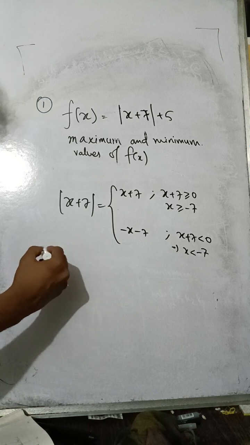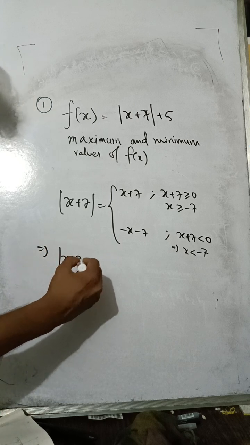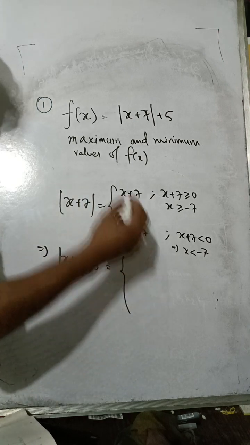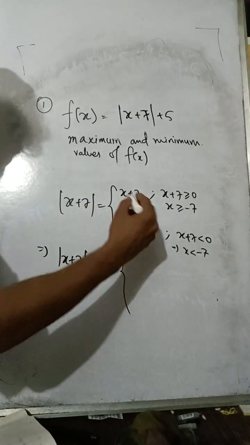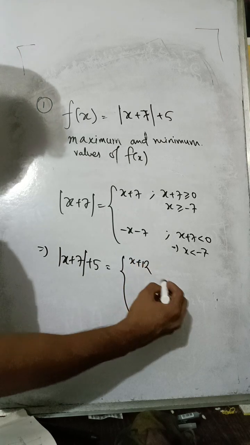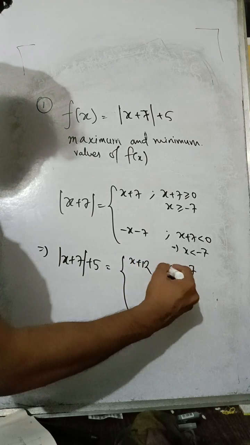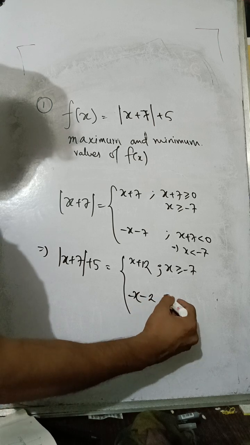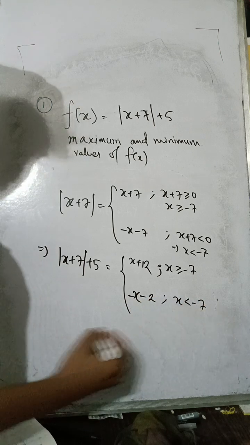So, we need to add a plus 5 to make this left hand side into our f(x), right? So we'll add plus 5, so this will become x plus 12 and this will be greater than or equal to minus 7, and this will become minus x minus 2, and this is strictly less than minus 7.